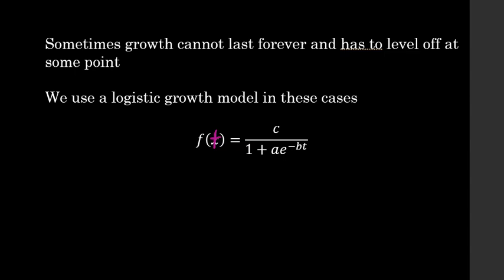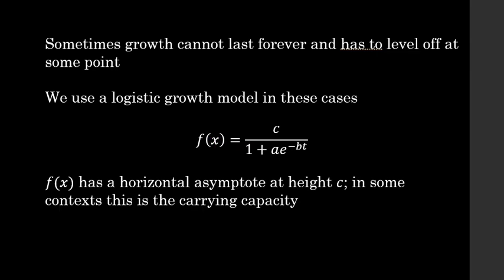The function itself contains the natural exponential function in it, but if you go on to take higher level math courses, there is a logarithmic piece that plays into it, but in a different context. And in this model, f of t has a horizontal asymptote at that height c. In some contexts, this is the carrying capacity.